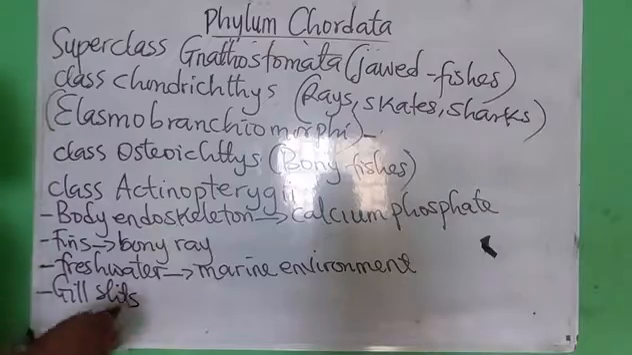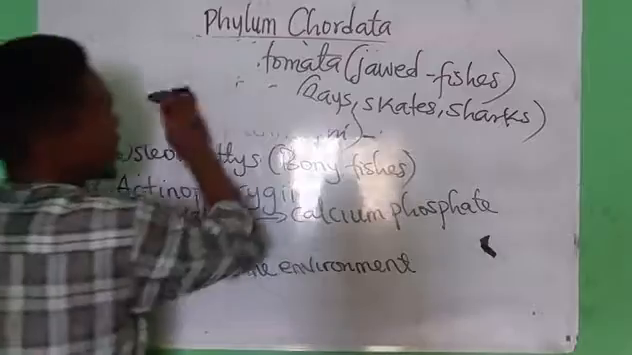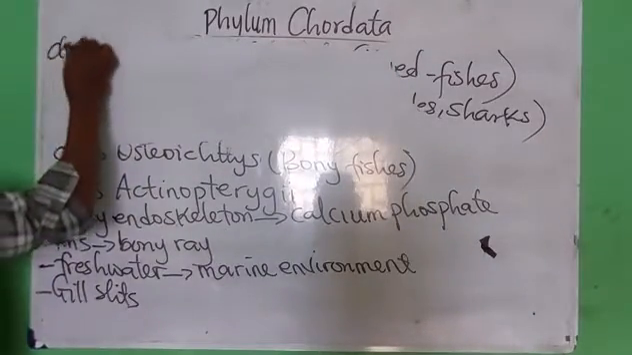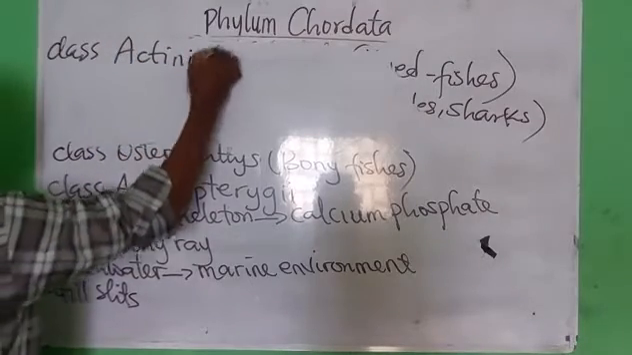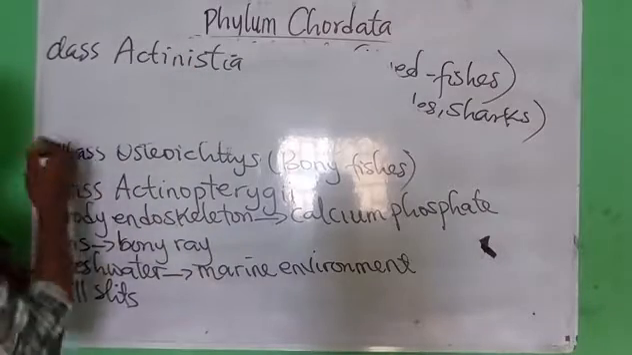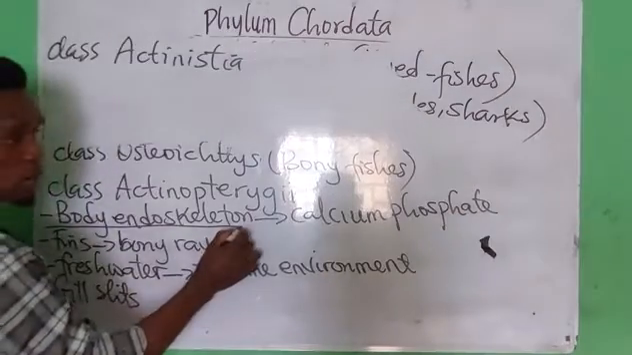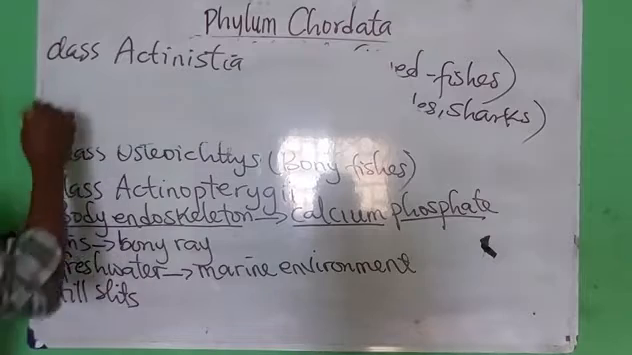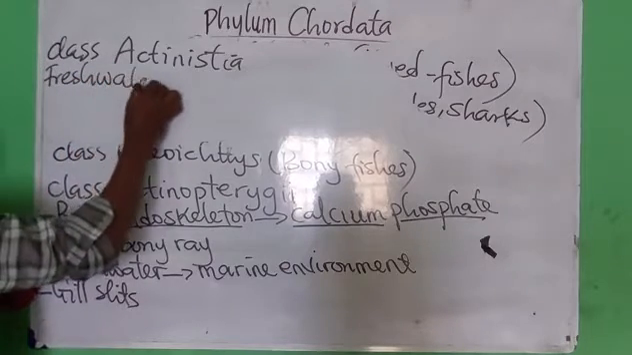So the next class is class Actinistia, or Actinitia, I don't know. That is the next class. Now, this class also possesses a bony endoskeleton, known for calcium phosphate. They are completely found in freshwater environments.